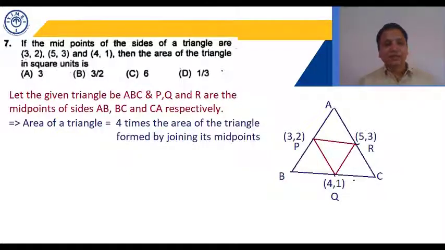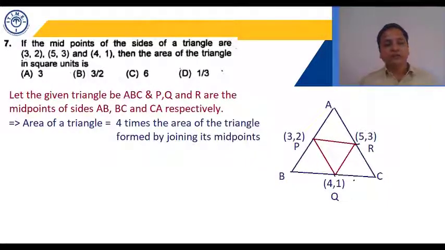Now please remember an additional result here. Whenever you join the midpoints of the three sides of a triangle, the four triangles shown, APR, BPQ, CQR and PQR, are all of equal area. So even if we ask for the area of APR, it is equal to PQR, because we have obtained the triangle by joining the midpoints. Please remember, whenever you join the midpoints, all the four triangles shown are equal in area. So let's find the area of the triangle PQR, and whatever area we get for PQR, we multiply it by 4 to get the area of the whole triangle ABC.